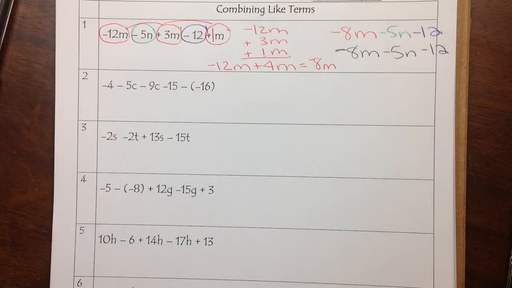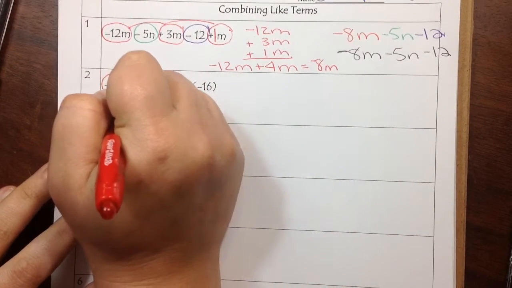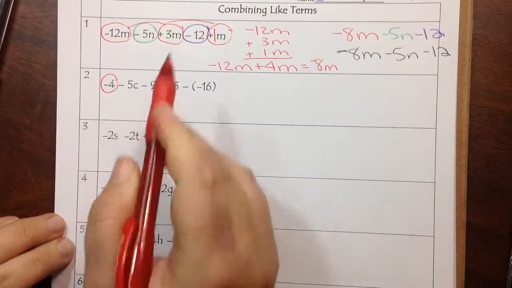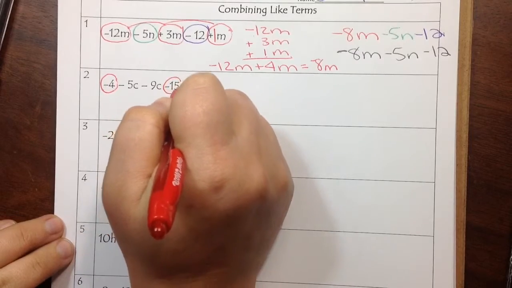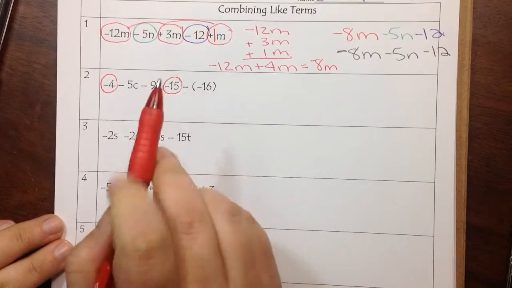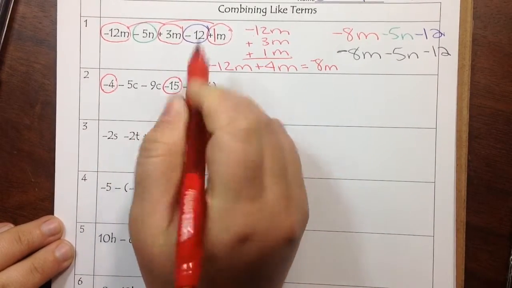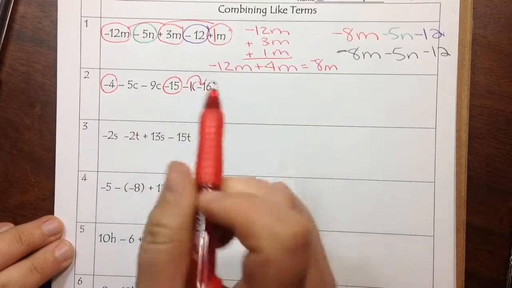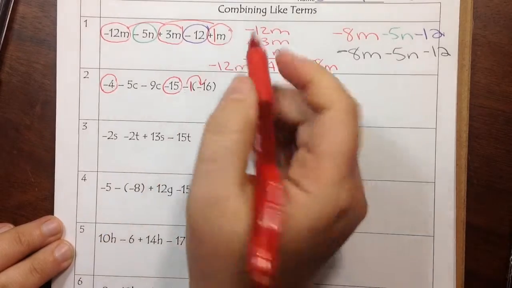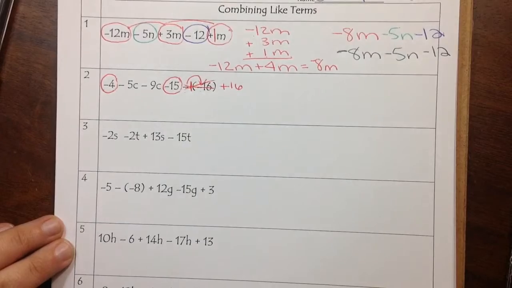I'm going to look at all my numbers without letters first. So I have a negative 4. And remember, the symbol goes with the number behind it. I also have a negative 15. Now here if I look, I have a negative and a negative. So if I have a negative symbol outside of parentheses, it's like a negative 1. So we're going to distribute that and multiply it. Negative times a negative would actually make a positive. So this actually now means positive 16.